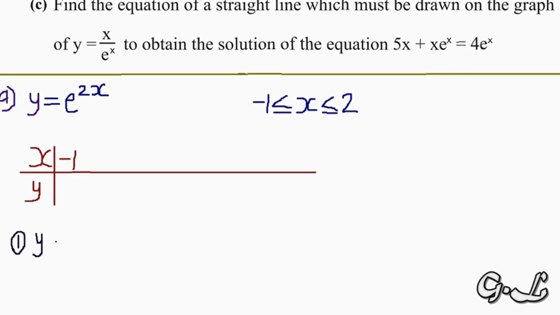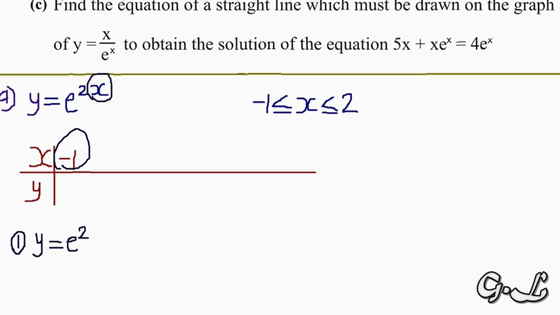So how do we find the y coordinate? The y coordinate can be found by using that same equation that we're given, which is y is equal to e to the 2x. So we're going to write that same equation: y is equal to e to the 2, and where there is x, we're going to be replacing it with the coordinate that we have.